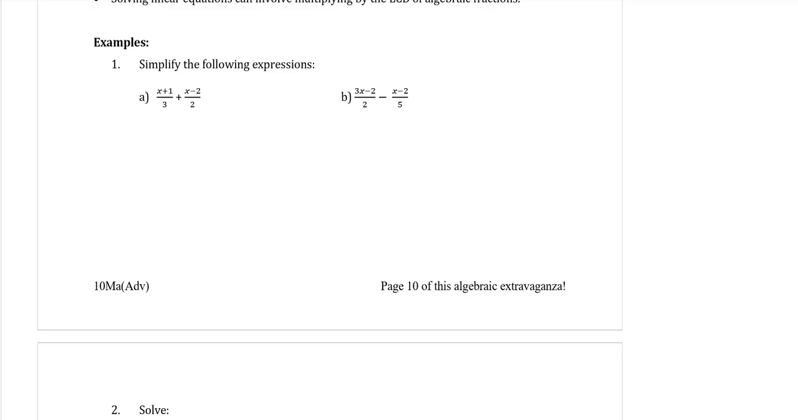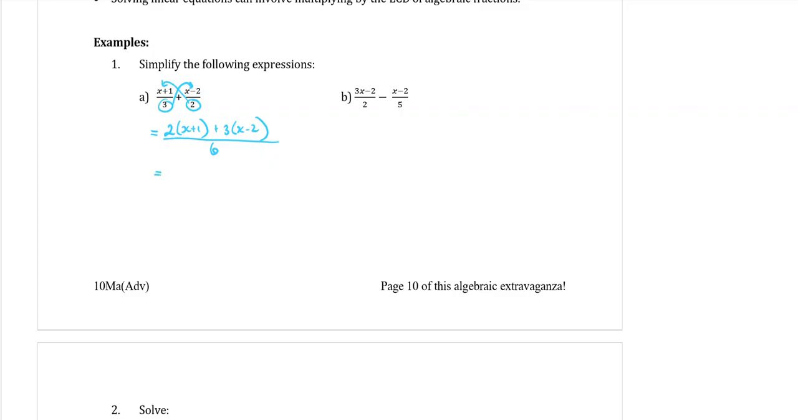Okay, so I have a 3 and a 2 on the bottom of these first fractions. To get a common denominator, I'm going to multiply them together. 3 times 2 is 6. Okay, so that's my common denominator. But if I change my denominators, it means I also have to change my numerators. So the 2 from here is going to multiply to the top of that fraction to be 2 bracket x plus 1. And the 3 is going to multiply to the top of that one. So plus 3 bracket x minus 2.